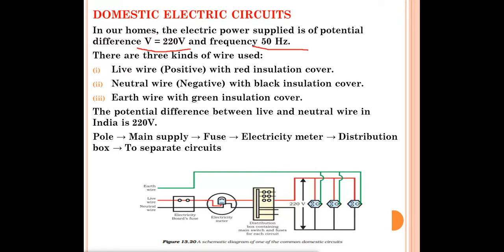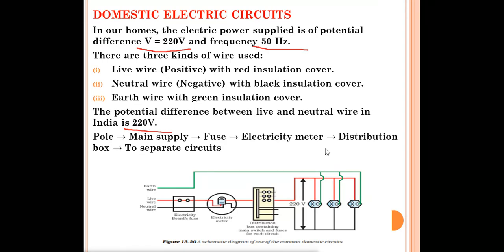So what are the three types of wire? First one is the live wire, having positive charge, with red color insulation. Next one is the neutral wire, negative, with black insulation cover, and the third wire is the earth wire, with green color insulation. So live wire red, neutral wire black, and earth wire green insulation. The potential difference between the live wire and the neutral wire in India is 220 volt, positive and negative.